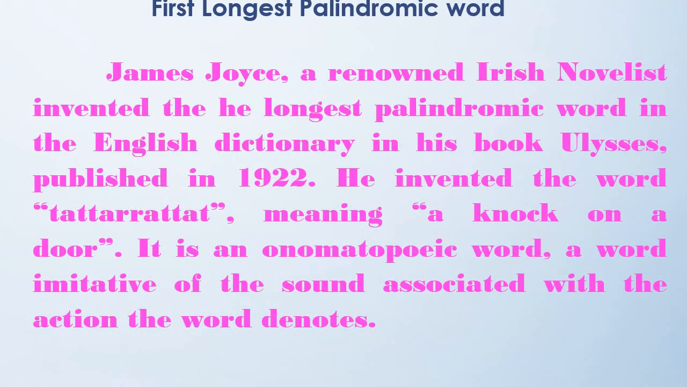Now let us see the longest palindromic word in English. James Joyce, a renowned Irish novelist, invented the longest palindromic word in English in his book Ulysses, published in the year 1922. He invented the word tattarrattat, meaning a knock on the door. It's an onomatopoeic word, a word imitative of the sound associated with the action that it denotes.